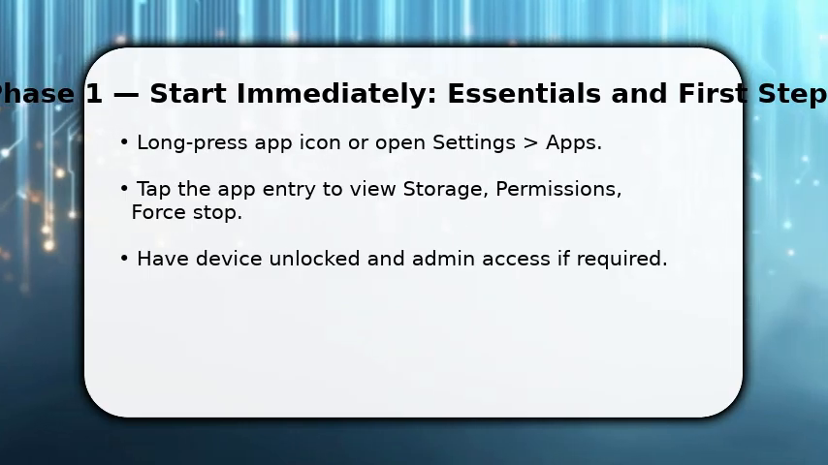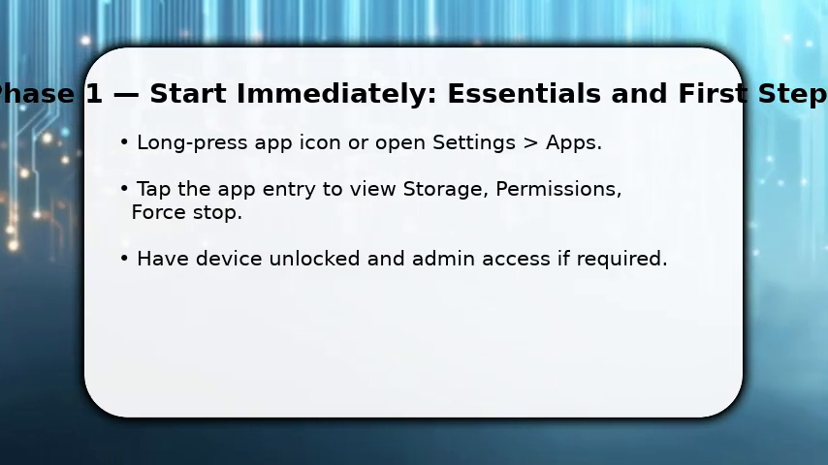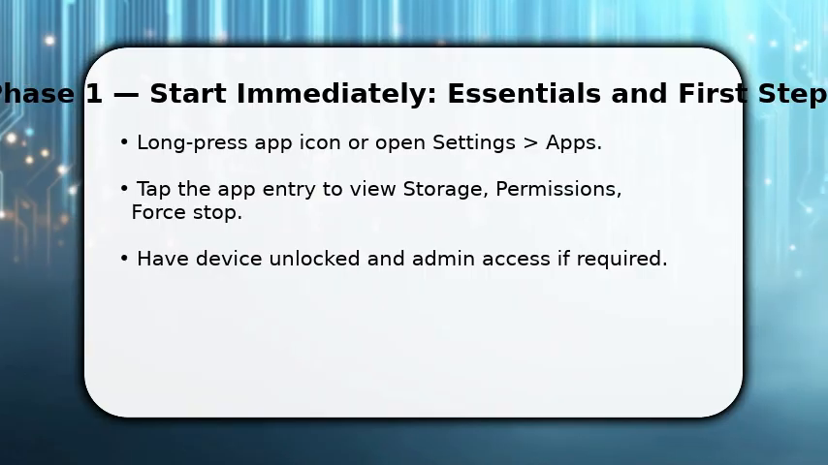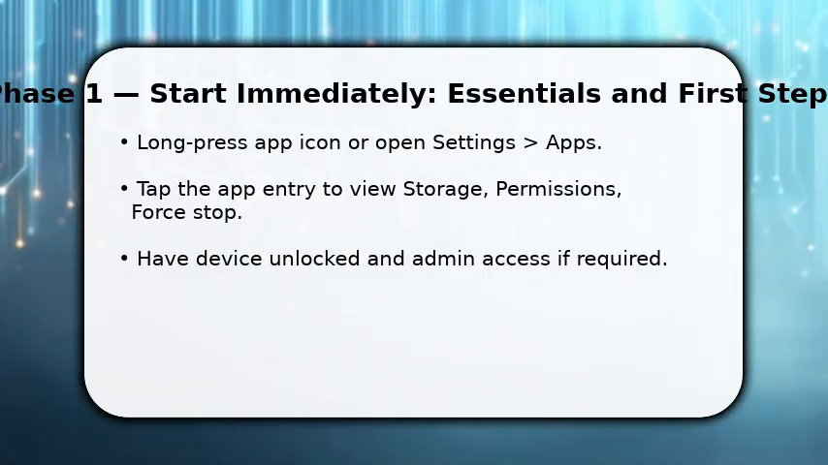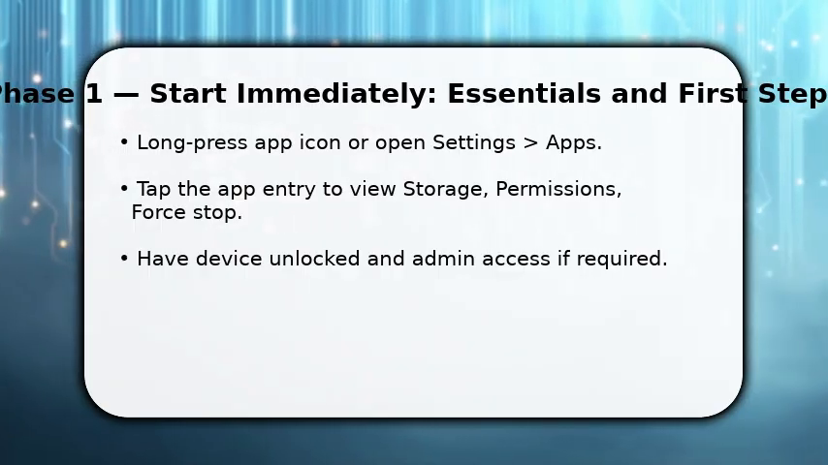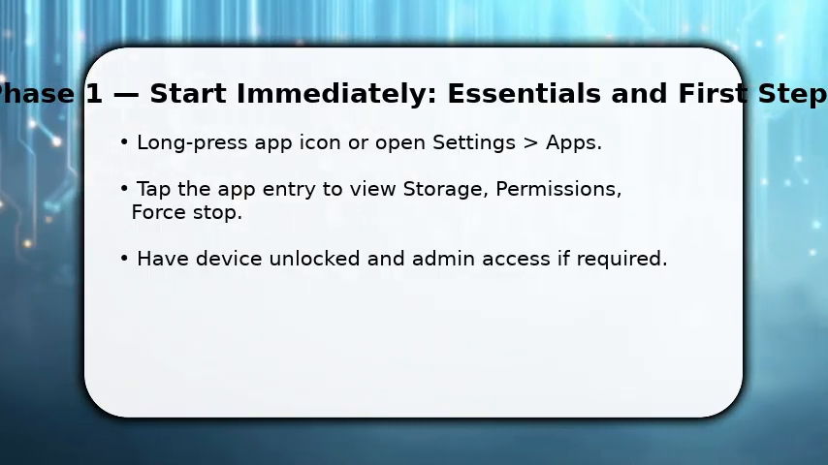You start by opening the app settings. This is where control resides. Long press the app icon or go to Settings then Apps and tap the app entry. Once done, scan the screen for storage, permissions, and the Force Stop button so you know where everything is.